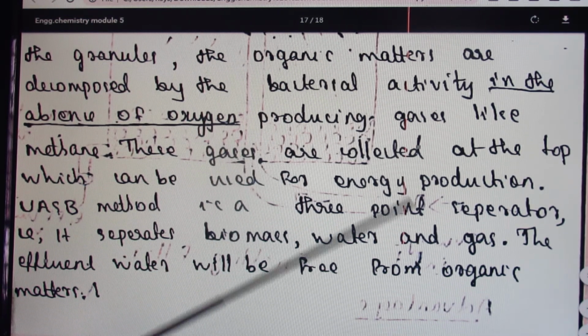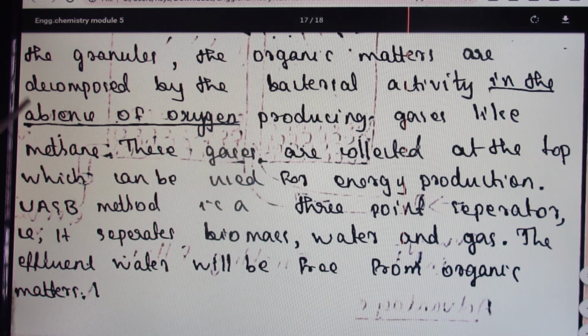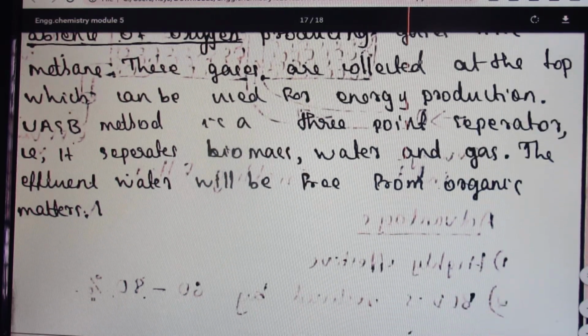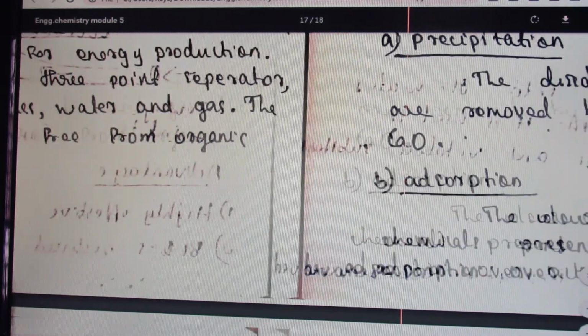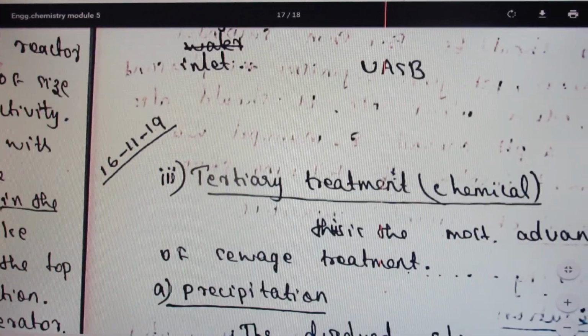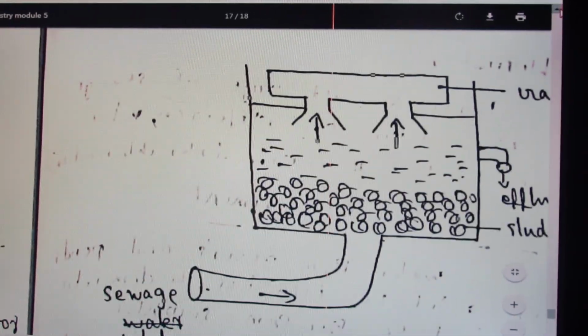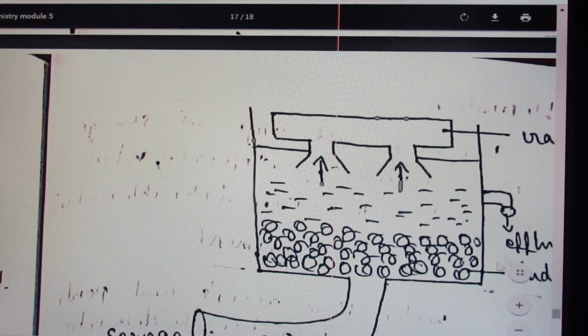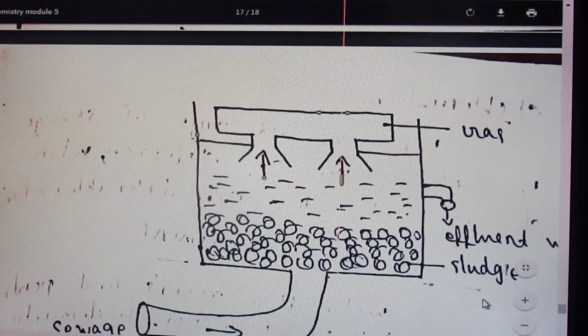UASB is a 3-phase separator. It separates biomass, water and gas. The effluent water will be free from organic matter. In the UASB method, upflow means the wastewater is allowed to enter the reactor from the bottom side. Hence it is called upflow.